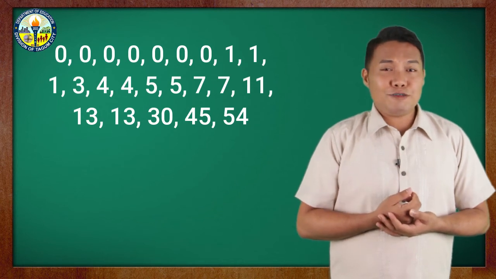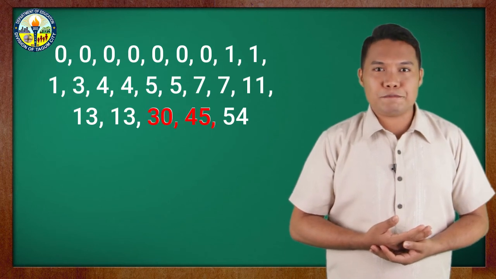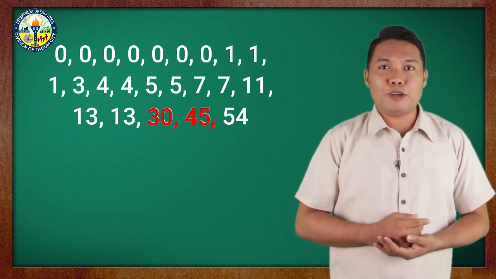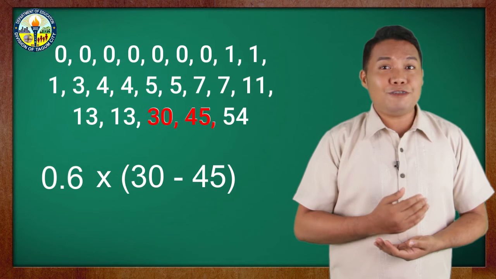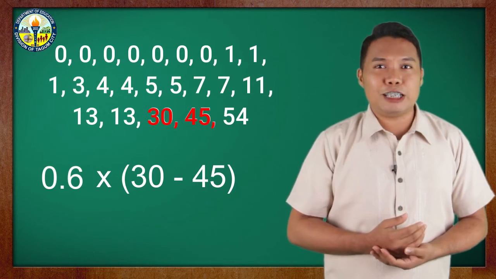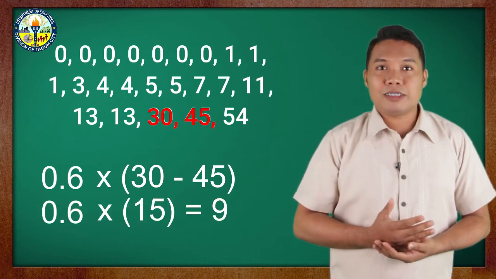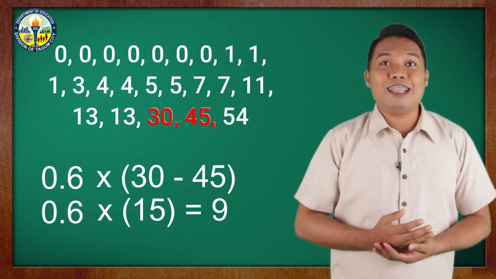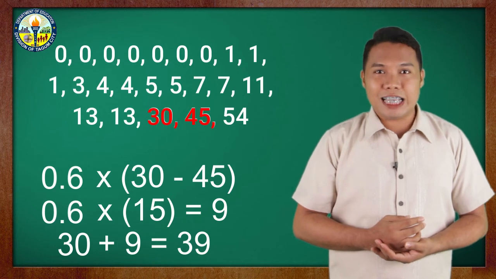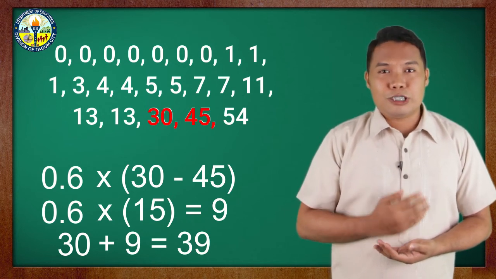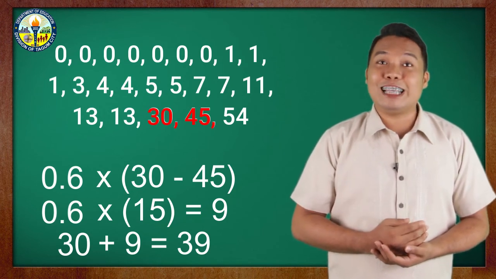The elements in the 21st and the 22nd positions are 30 and 45 respectively. Now take the decimal part of 21.6, which is 0.6, and multiply it to the difference of the value on the 21st and 22nd positions. So we have 45 minus 30 equals 15. Then multiply to 0.6, and the result is 9. Now add 9 to the 21st element in the set of data. So, 30 plus 9 is 39. Therefore, d sub 9 is equal to 39.